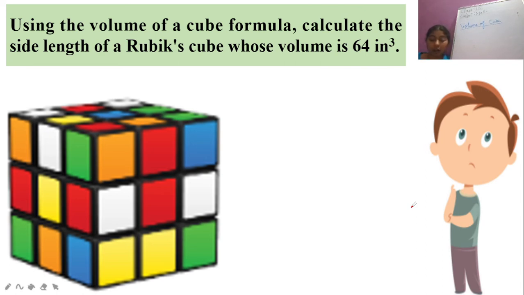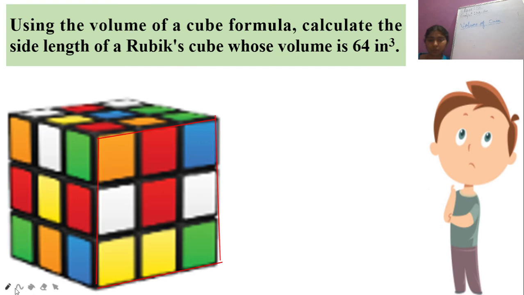So you have a volume students. Now you have to find out the side of a Rubik cube. So you know the volume but you don't know the side. So we will calculate this Rubik cube side. For a Rubik cube we know that every side is going to be the same, right? So do this question students.